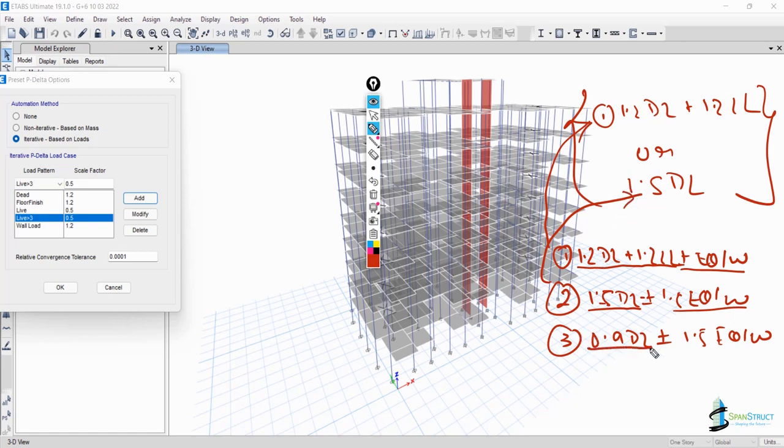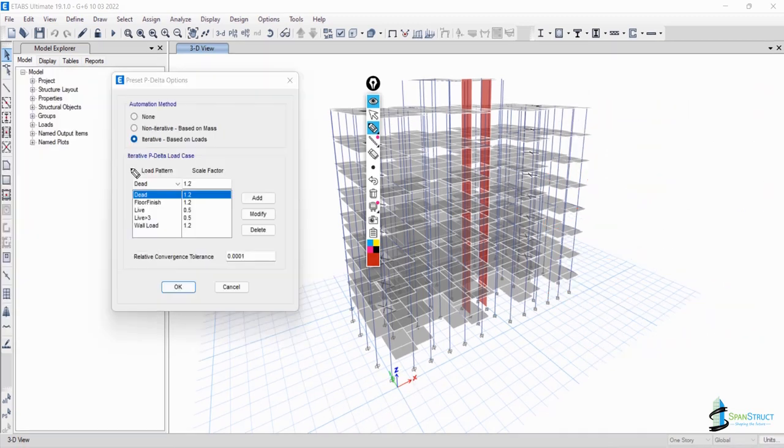Now in the third, this never becomes critical, because it always has 0.9 dead load. So it will always be smaller compared to the first two. That is the reason we don't consider the third one, we only consider the first and second. So if you're following the Indian code, you can define this load combination in the P delta.